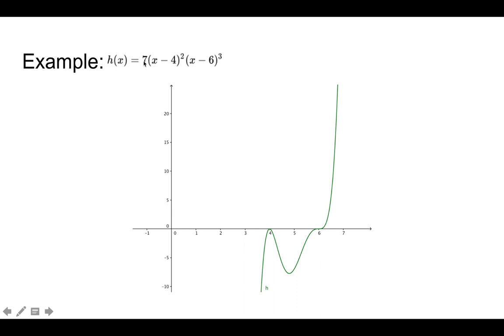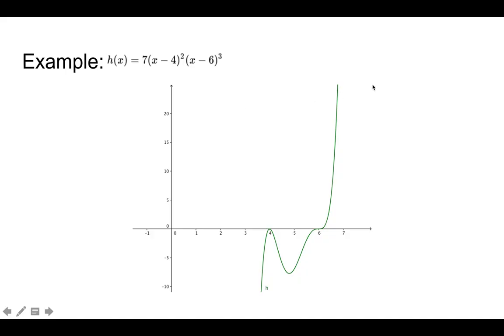Notice here, for end behavior, the leading coefficient is positive. My degree, 5, is odd. So look at my end behavior. Left arm down, right arm up. Odd degree, the arms go opposite ways. Leading coefficient is positive, so the right arm goes up and the left arm goes down.